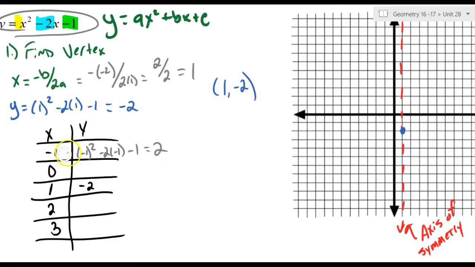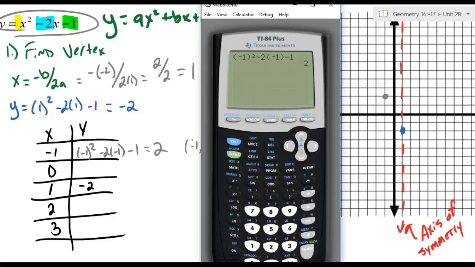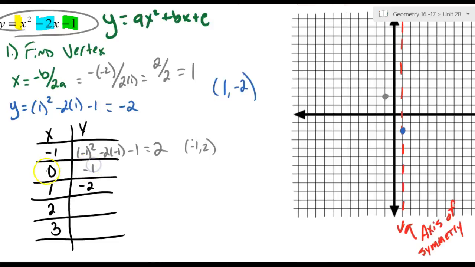So now I know there's a point at negative 1, 2. This is an ordered pair, and we can graph that on our graph. Negative 1, up 2. So I know there's a point here. Now if I want to do 0, all I have to do is press second and enter, and the whole expression comes back up. But now I can just go back in and change my negative 1 to be 0, because that's my next value I'm going to plug in. It makes life a little easier, and I'm going to get negative 1. So I now have 0, negative 1 as a point to graph.